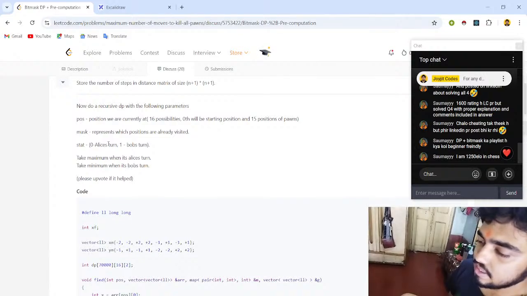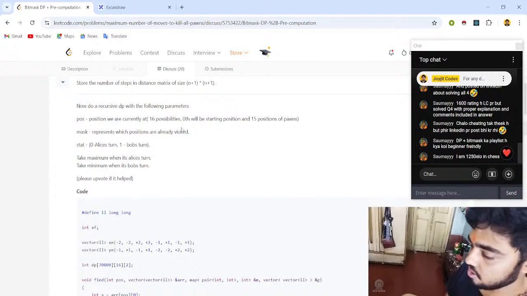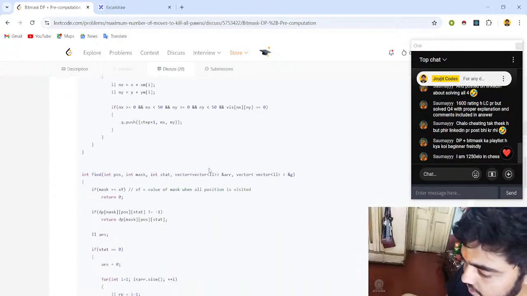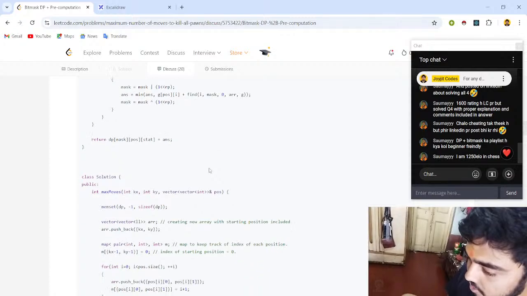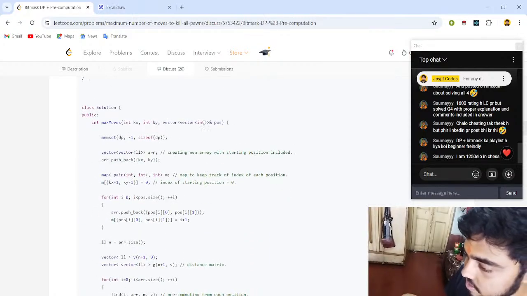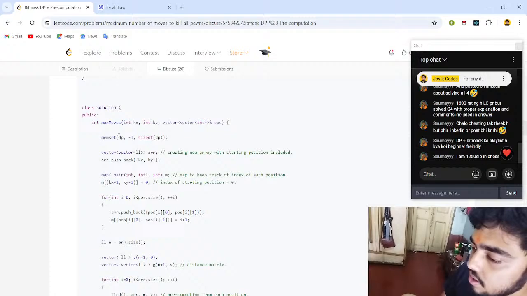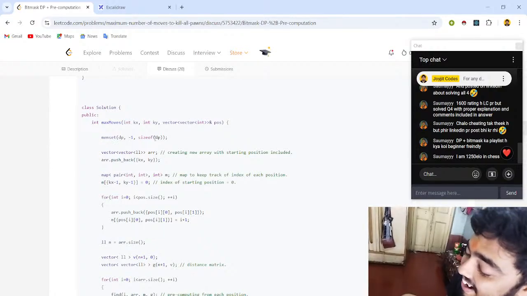So what Alice does is Alice makes the turn to maximize the sum, and Bob makes the turn to minimize the sum of the moves, of the pawns, and then Bob can also go to the position of pawns, right? So first let us go to the main part of the code, that is this part. Okay, maximum moves. So he's initially making the set, so he's doing memset. I think he's just doing what is it called, and I can't even think of it.